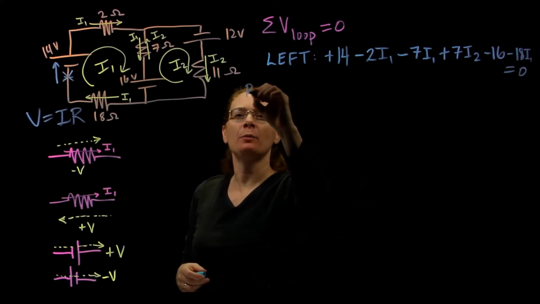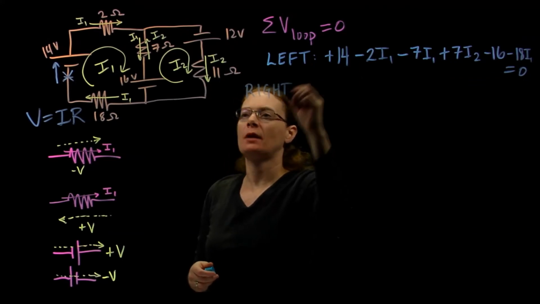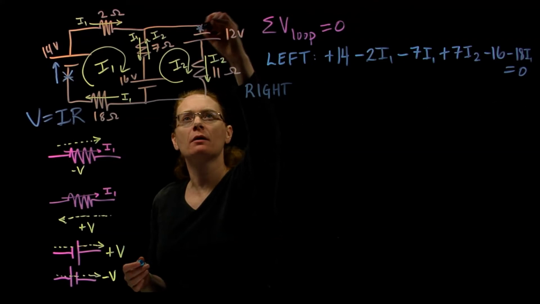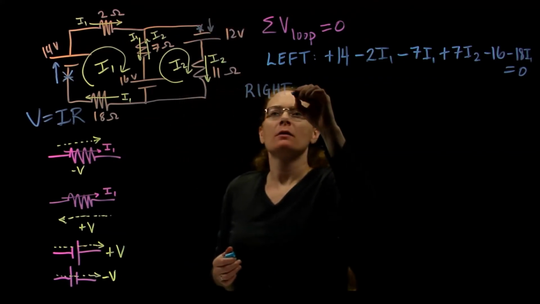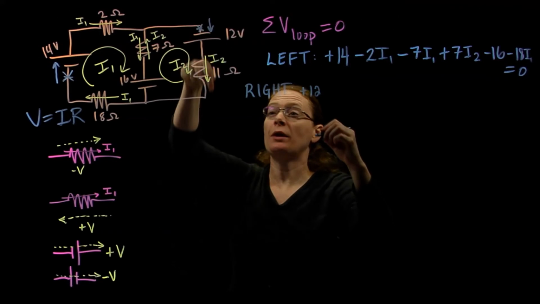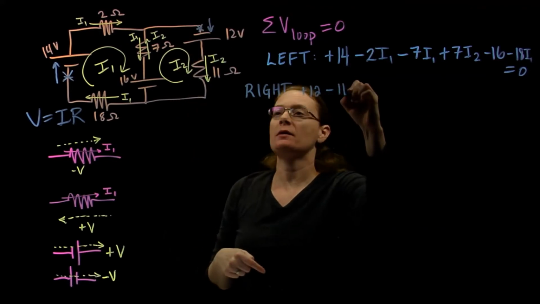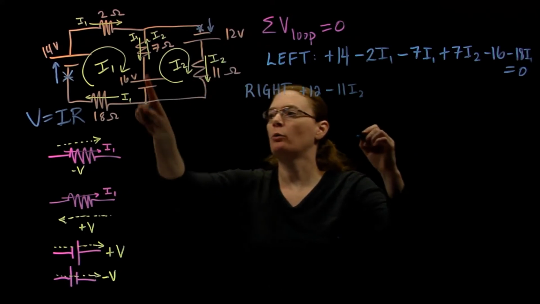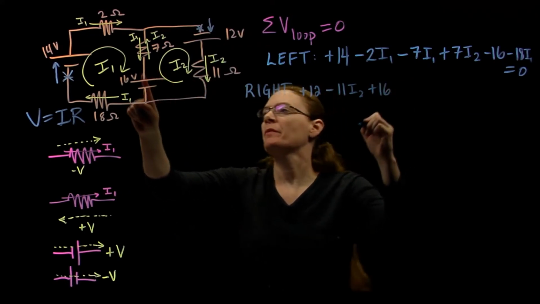My second loop, the right-hand loop, again, start anywhere, go either direction. So I'll start here and go that way. I'm going to walk that way through the battery, plus 12. I'm walking with I2, so it's negative. The resistance is 11, and the current is I2. And now I'm walking with this battery, so it's plus 16.